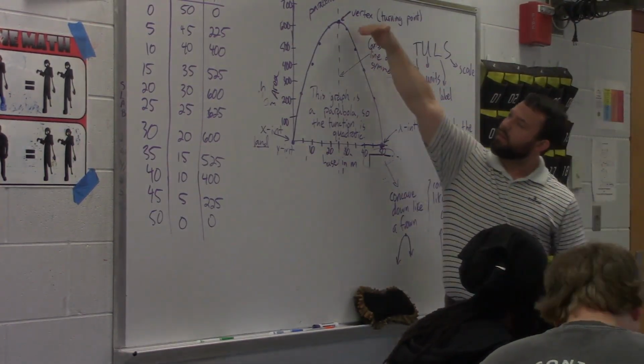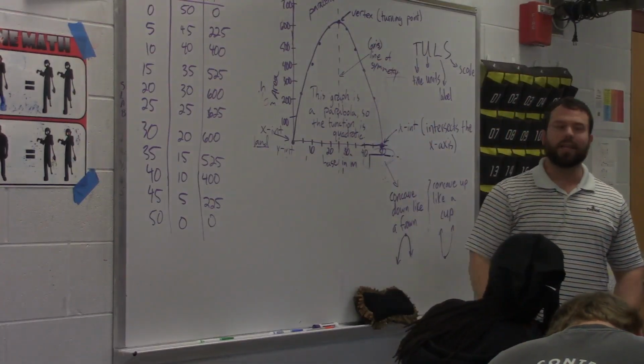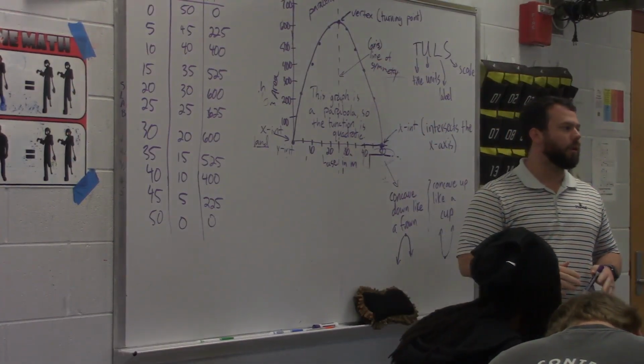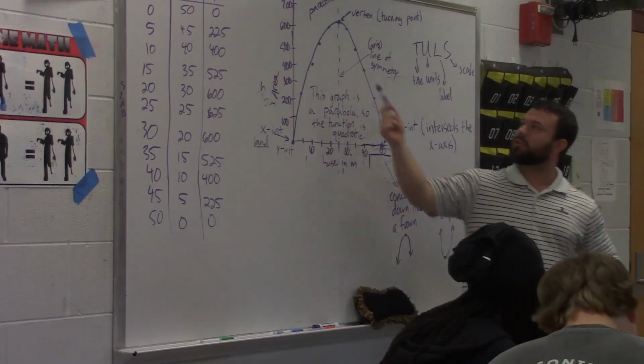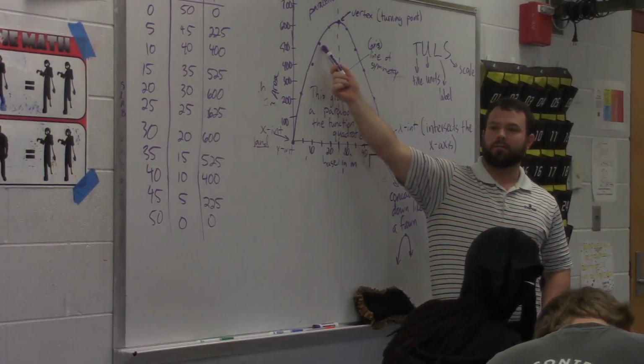And then what's this line right here? The line of symmetry. That line of symmetry is wicked important because it's going to help us recognize and identify different things. Notice literally, see that point right here?